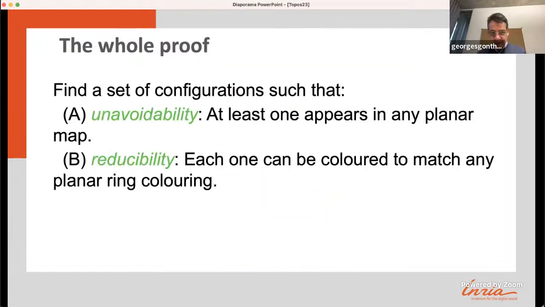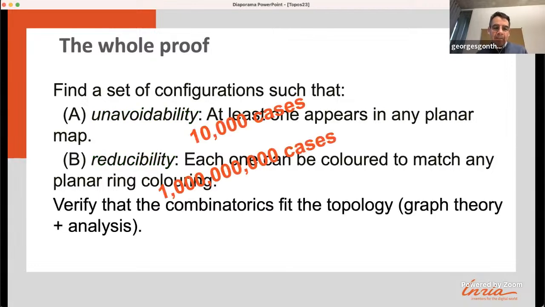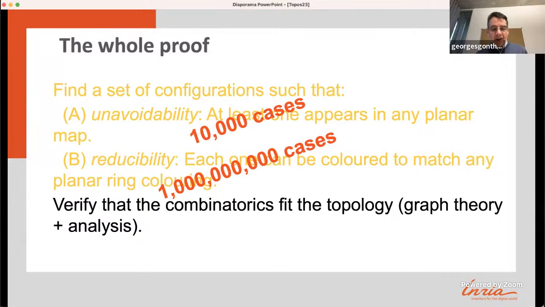So the whole proof is this: find the set of configurations that is unavoidable, so that in any planar map you're guaranteed to get one of them, and each one of them has this property that it allows you to carry out basically an induction step, and verify that the combinatorics fit.